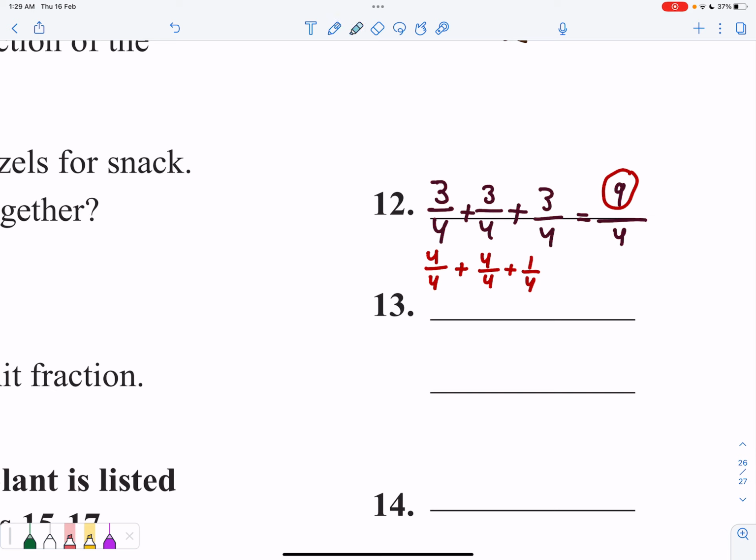Now when you add these, 4 plus 4 plus 1, you will get 9. Of course here that 4/4 is equal to 1, and the other 4/4 is also another 1. So 1 plus 1 is equal to 2. And finally we have that fraction, which is 1/4. So together they had 1 and 1/4 cups of pretzels.